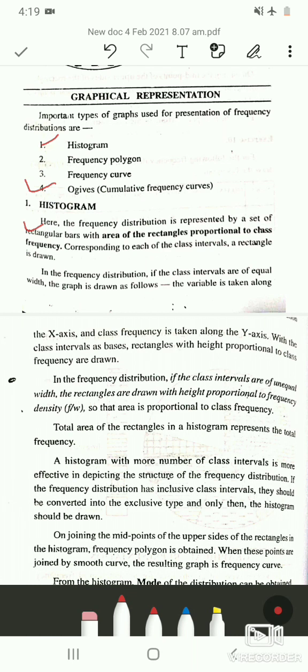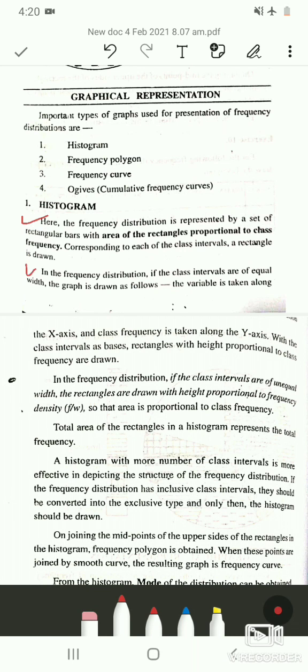Here the frequency distribution is represented by a set of rectangular bars with area of the rectangles proportional to the class frequency. Corresponding to each of the class intervals, a rectangle is drawn. So whenever the data is of the type class intervals, a histogram is plotted such that the areas of the rectangles are proportional to the class frequencies, that is the frequency given for each class interval.